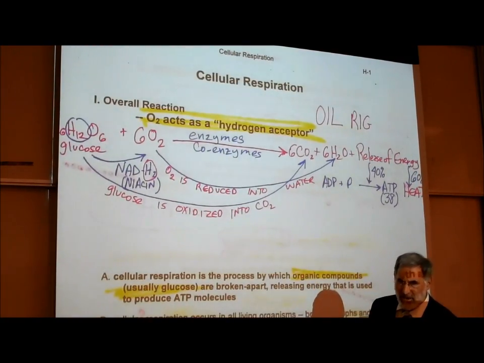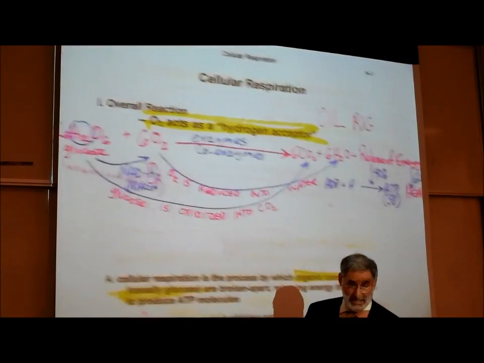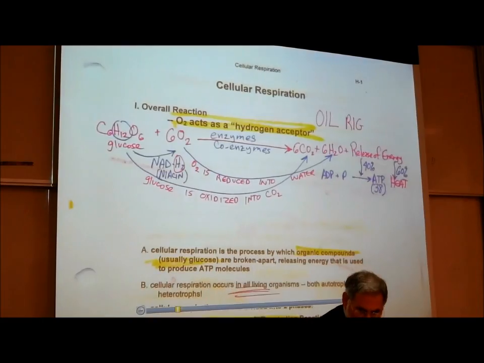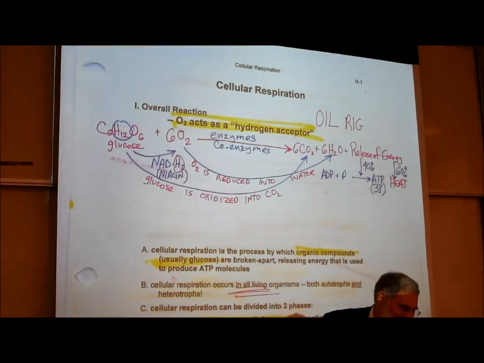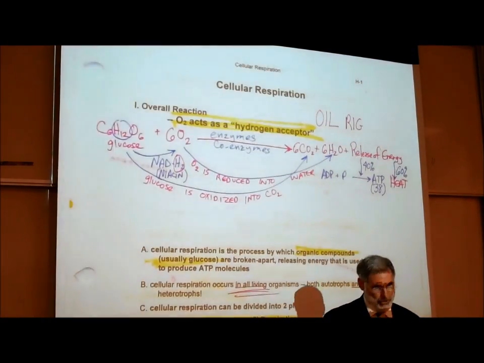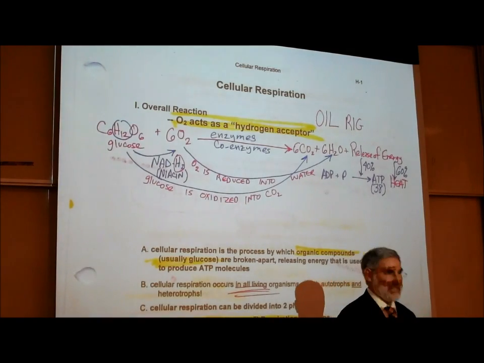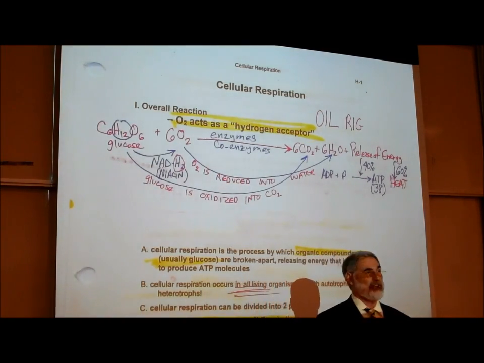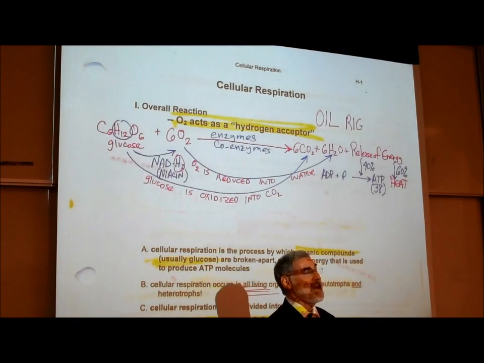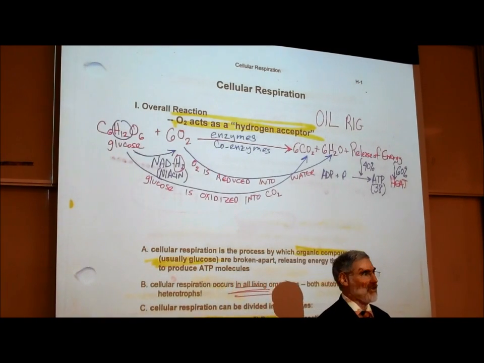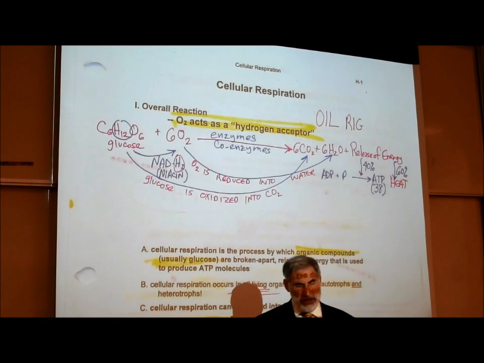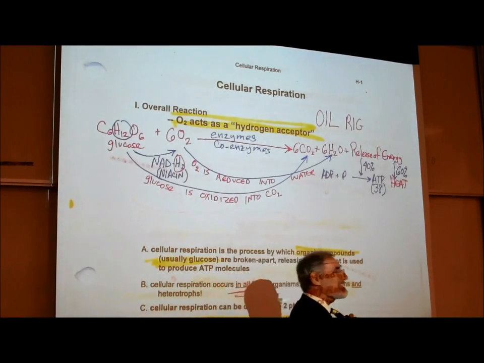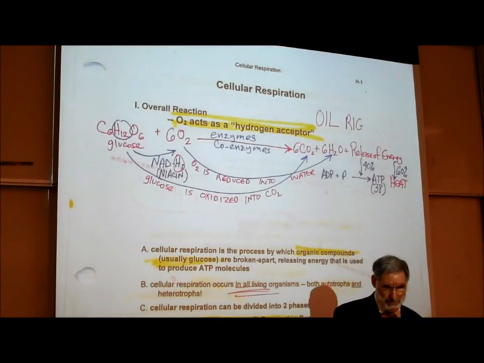So, cellular respiration, what is it? It is basically the process by which the energy that is contained in organic molecules can be released. And that energy is then used to attach phosphates onto ADP and form this gasoline called ATP. So fundamentally, the whole purpose of cellular respiration is to produce this gasoline called ATP.